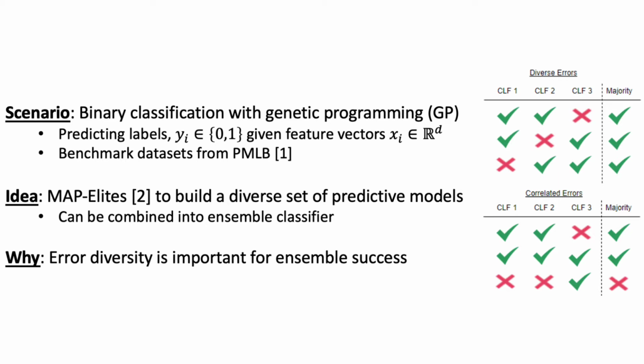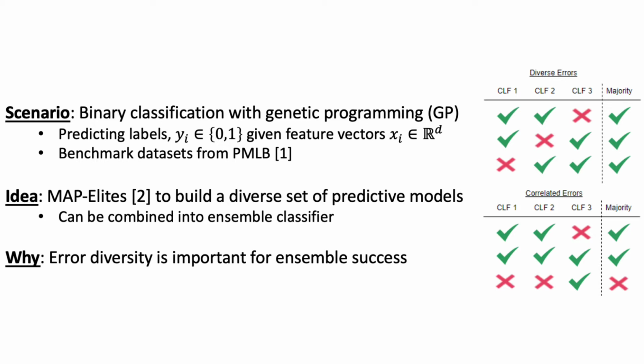So I'll get into the scenario that we're looking at in this work. Basically, we're looking at a very generic binary classification scenario with genetic programming. We're trying to predict the label, which is going to be either 0 or 1, given a vector of real valued features. We'd like this to be a fairly generic technique, so we've tested our method on a bunch of benchmark data sets from the Penn Machine Learning benchmark repository.